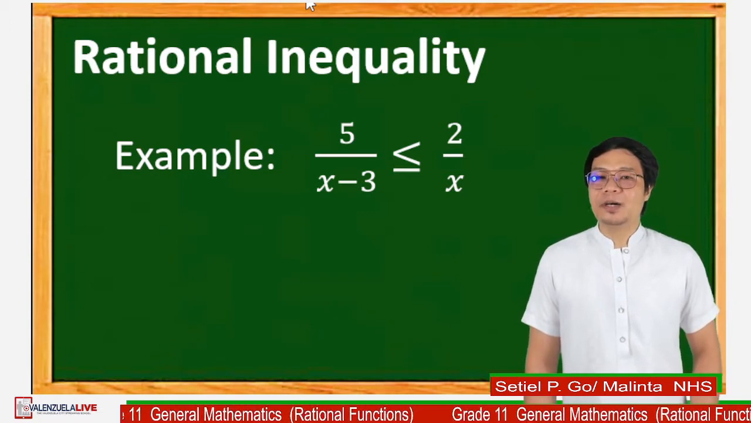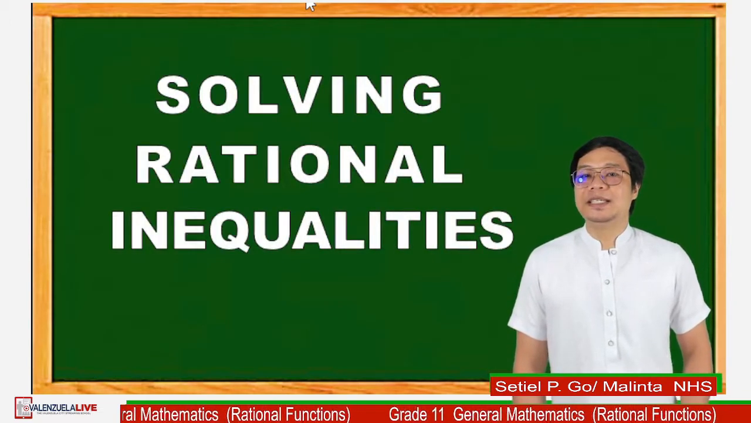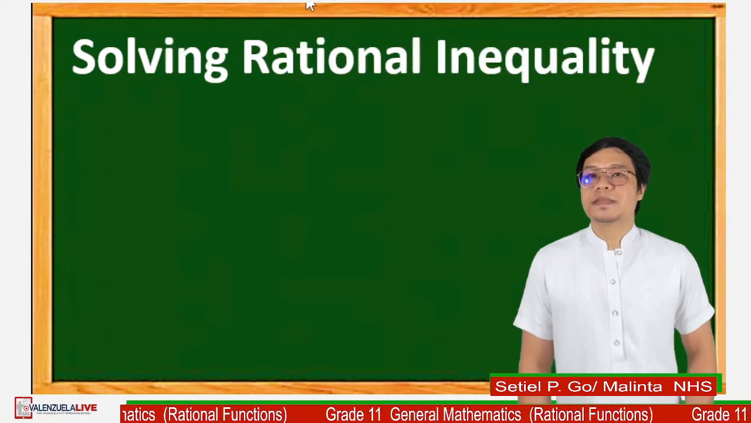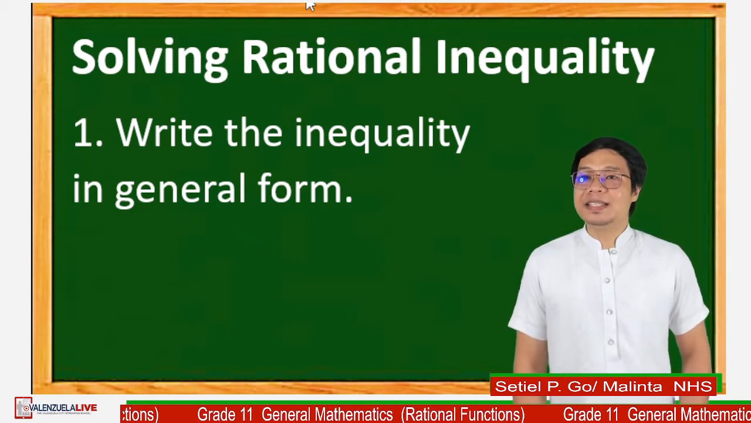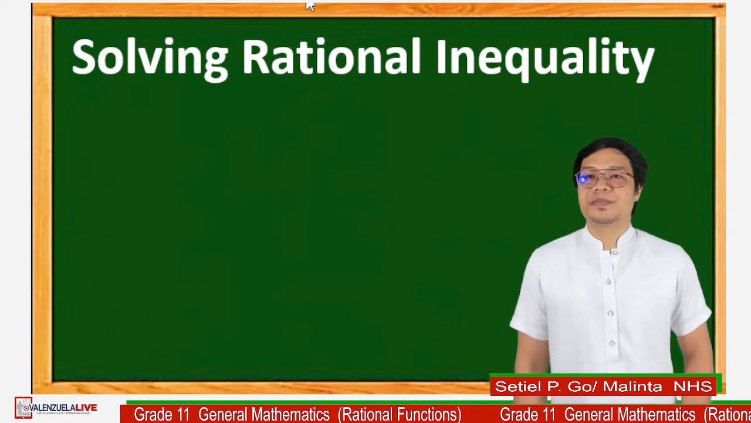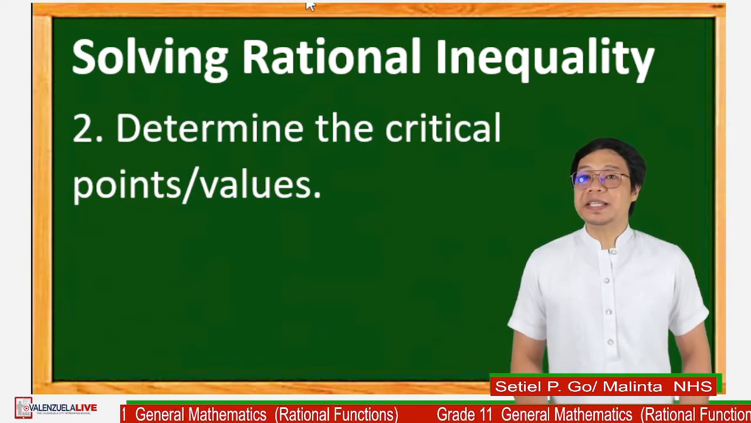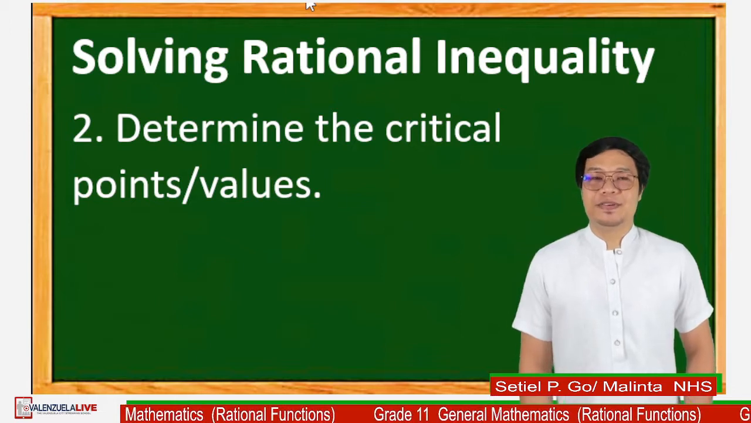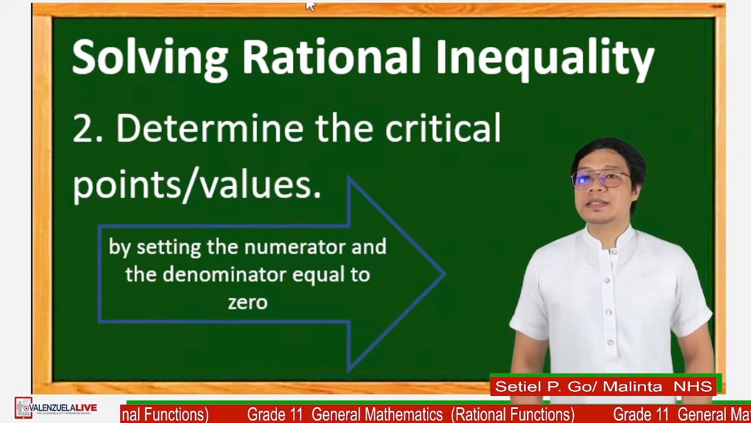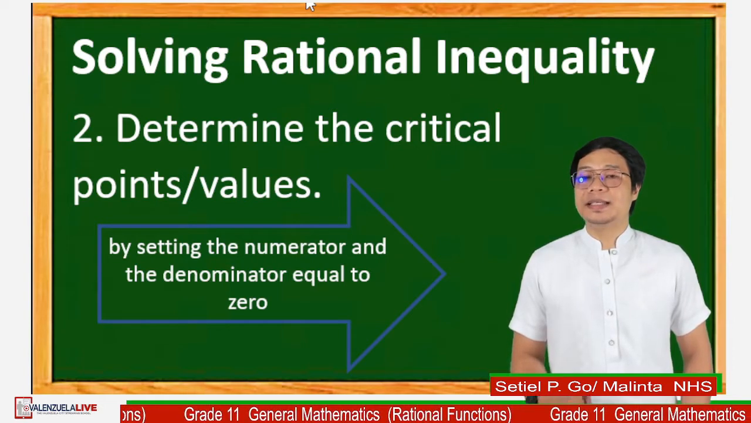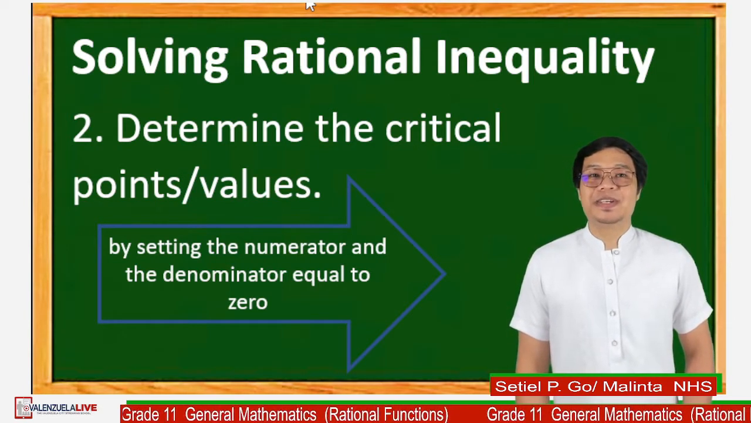Let us now deal with how to solve a rational inequality. We have the following steps. Number 1, write the inequality in general form. Number 2, determine the critical points or critical values. How to find the critical points? By setting the numerator and the denominator equal to 0.